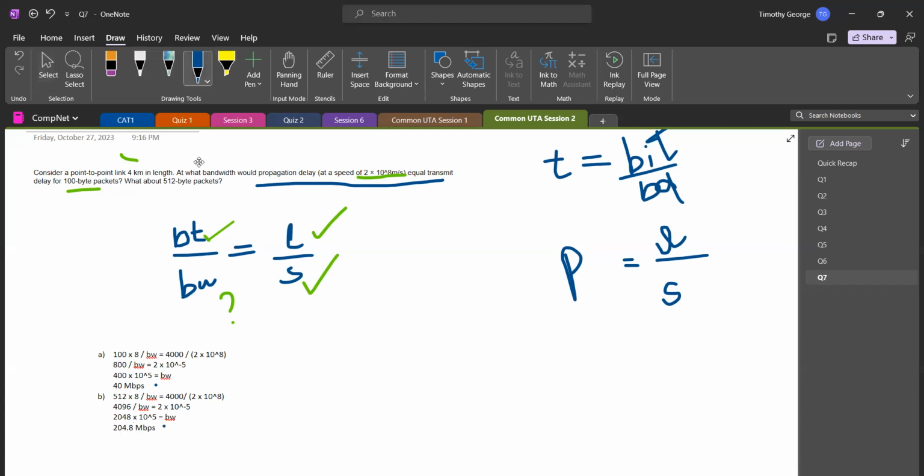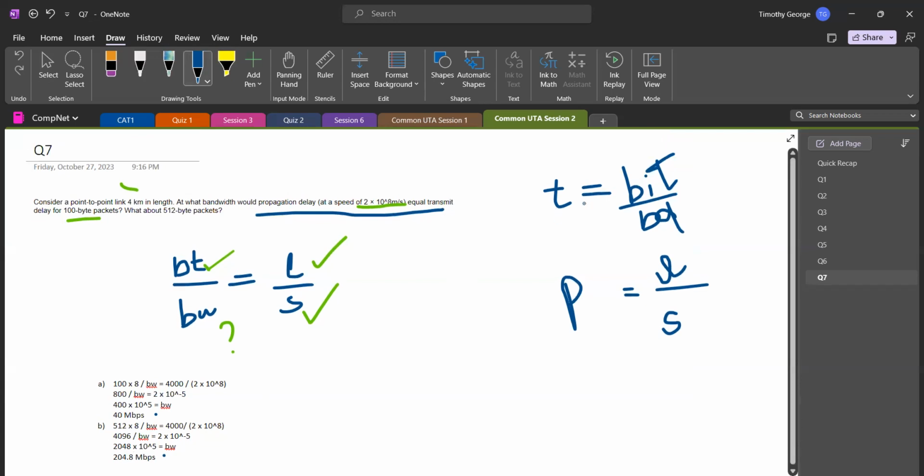So let's quickly recap what we just did. They asked us at what bandwidth. So they want propagation delay equal to transmission delay. We saw in so many previous problems that we did, everywhere transmission delay is bits by the bandwidth. That could be BD here, but what I meant is BW, bits by bandwidth. And propagation delay everywhere is L by S, so length divided by the speed.